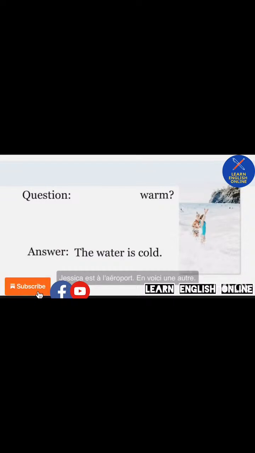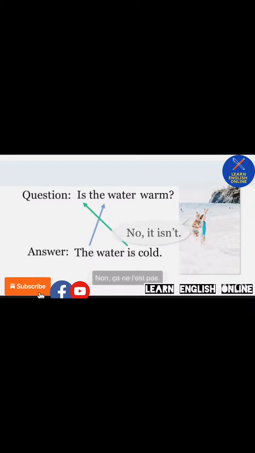Here's another. What is the question? The answer is the water is cold and we want to reverse the order. Is the water warm? No, it isn't. The water is cold.